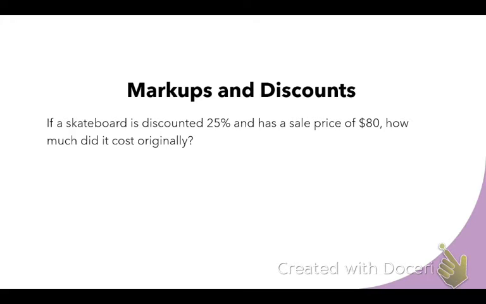Now let's do markups and discounts. Remember a couple things. Let me just remind you of a couple things before we solve it. A equals P times W. A stands for what? The sale price, the ending price. W stands for the original price.